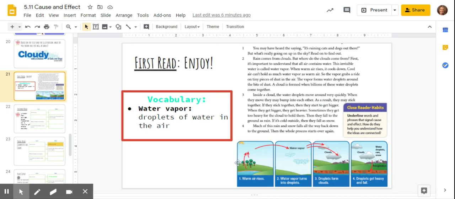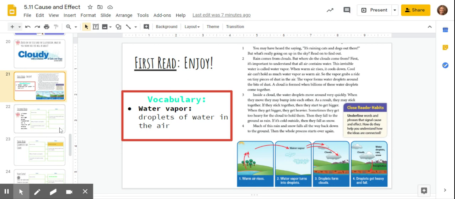Okay, so then we have a little diagram down here that kind of models what our text said up here. It says step 1, warm air rises. Step 2, water vapor turns into droplets. Step 3, droplets form clouds. Step 4, droplets get heavy and fall.